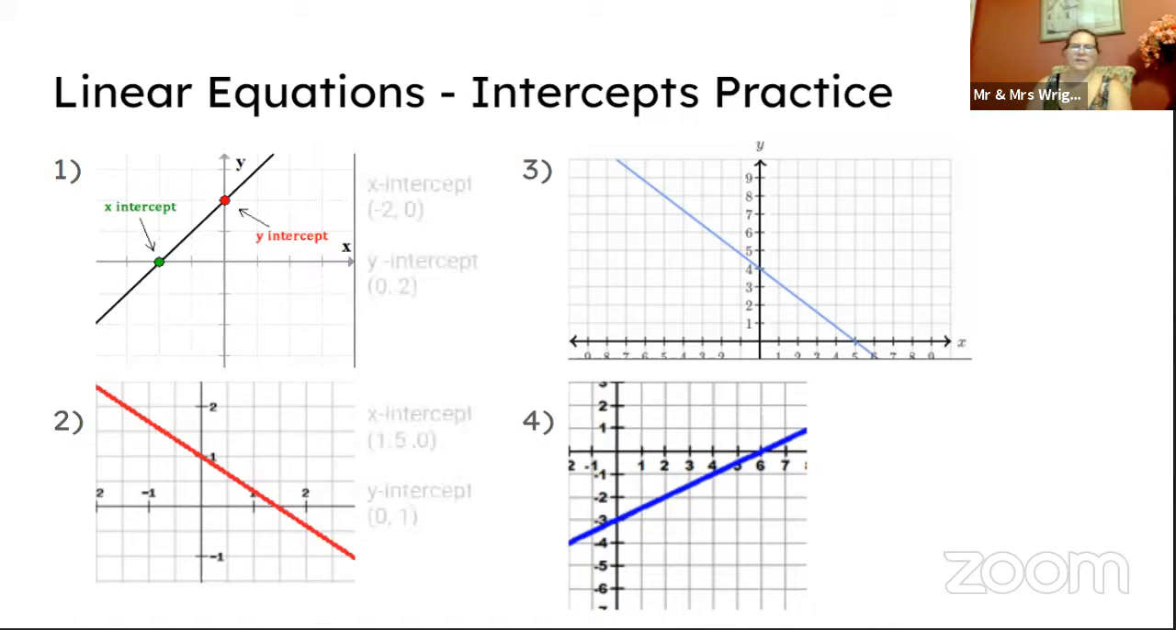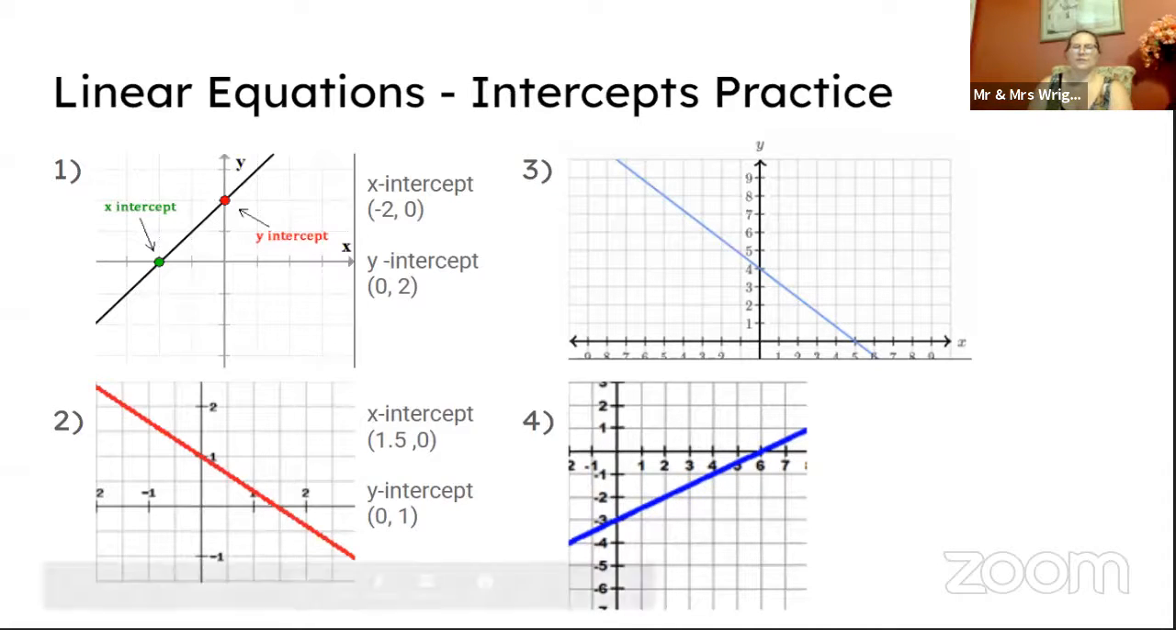Welcome back. So we have here the x-intercept is (-2, 0). Right here, it's over 2, up 0. The y-intercept doesn't move to the right or the left at all. So its first value is 0, and it goes up 2, so it's a positive 2 here.